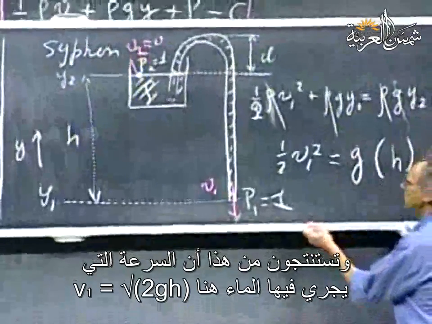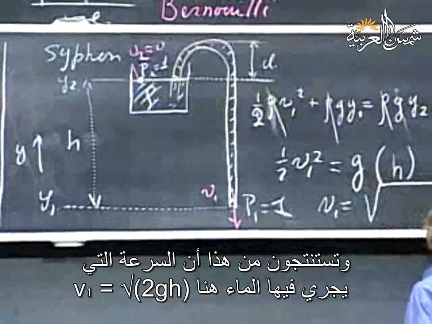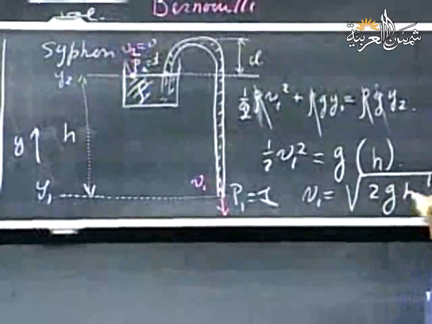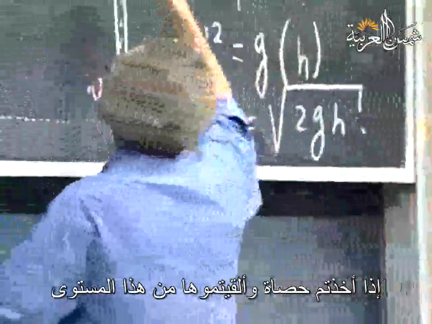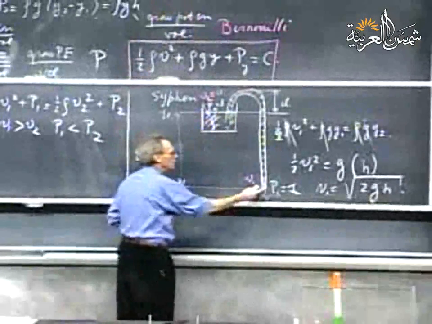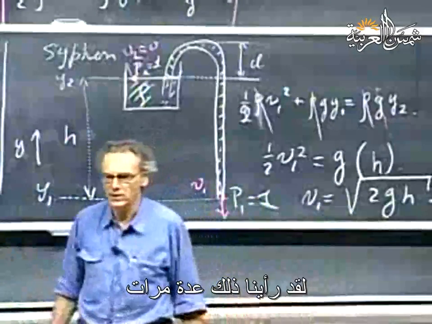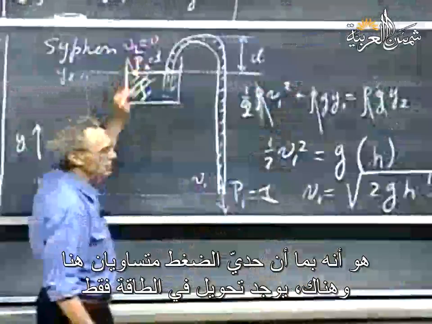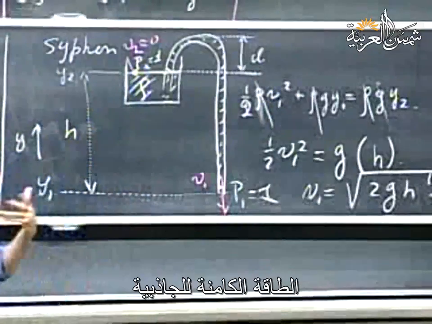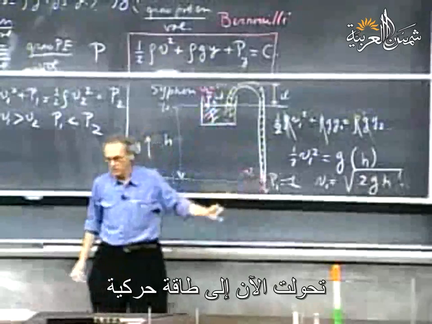And so what do you find? That the speed with which this water is running out here, V1, is the square root of 2GH. And you've seen that before. If you take a pebble and you release a pebble from this level and you let it fall, it will reach this point here, this level, with a speed, the square root of 2GH. We've seen that many times. So what is happening here, since the pressure terms are the same here and there, now there's only a conversion. Gravitational potential energy, which is higher here than there, is now converted to kinetic energy.